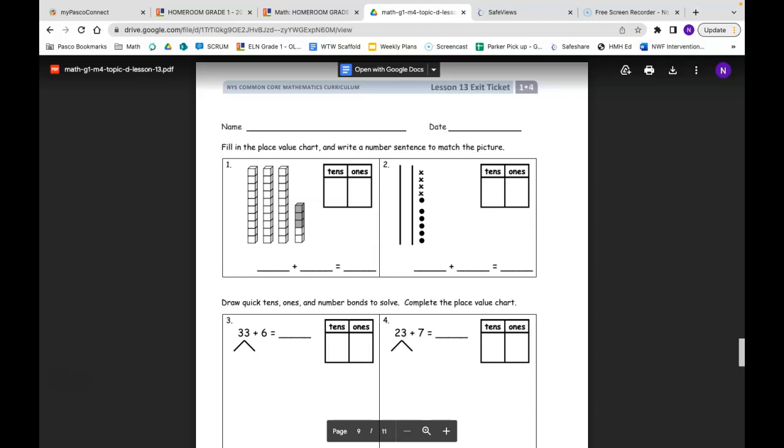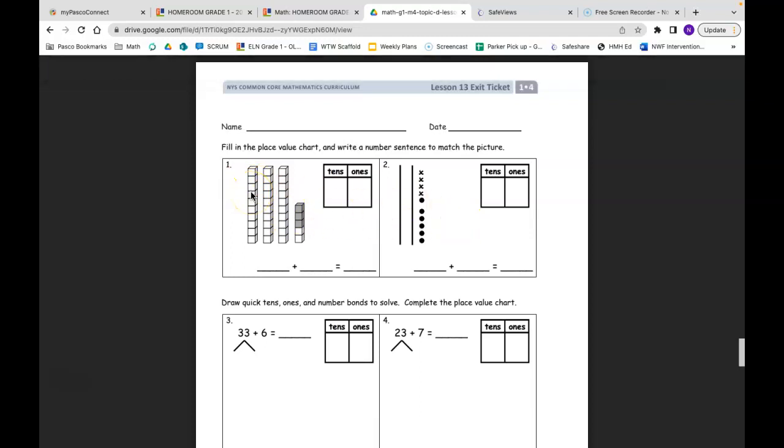So friends, for this exit ticket, you are going to be using the pictures up for numbers 1 and number 2 to fill in the place value chart, and then you're going to be filling in this number sentence down here, okay? So you're gonna look to fill in the tens. So how many tens do you have? You're gonna put that number here, and then how many ones do you have? You're gonna put that number here. Then I want you to add together your tens and your ones to see what your final number is, okay?